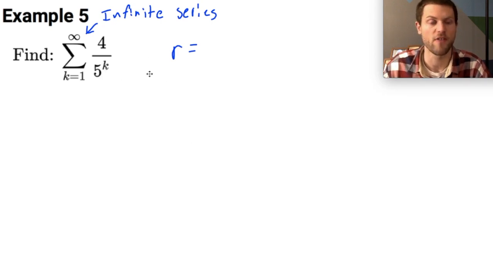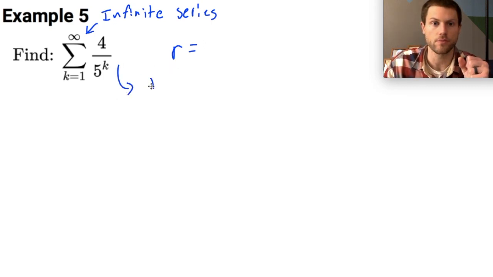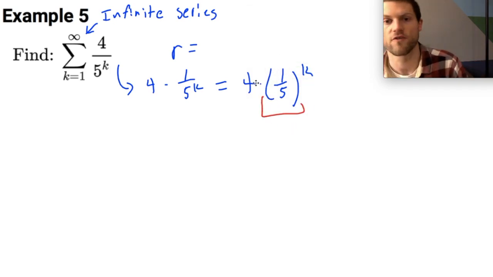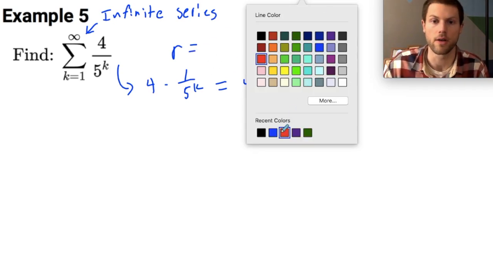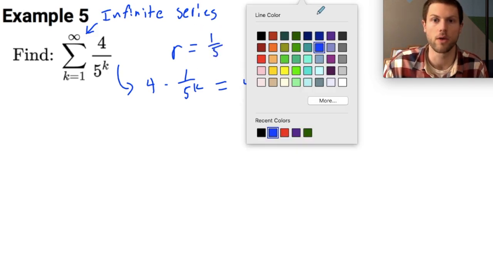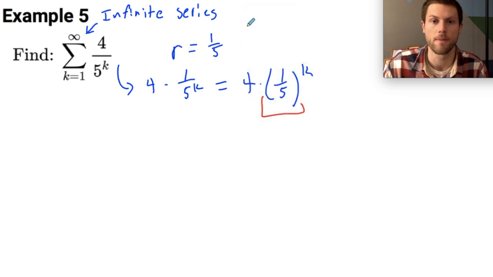So really, if I were to separate this out, I could rewrite this as 4 times 1 over 5 to the k power, or I can rewrite this as 4 times 1/5 to the k power. And hopefully we're seeing that as I'm rewriting things like this, base 1/5, that's what my actual r is. That is my common ratio. So since this is less than 1, we could say that the sum converges.